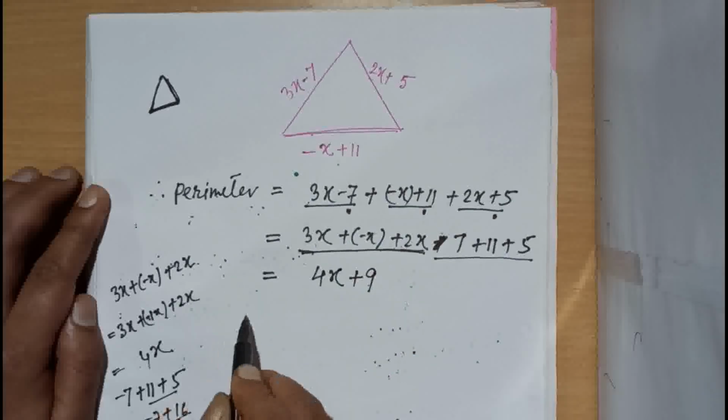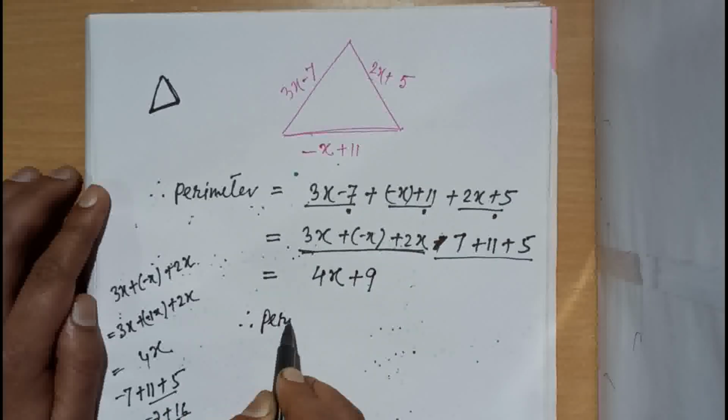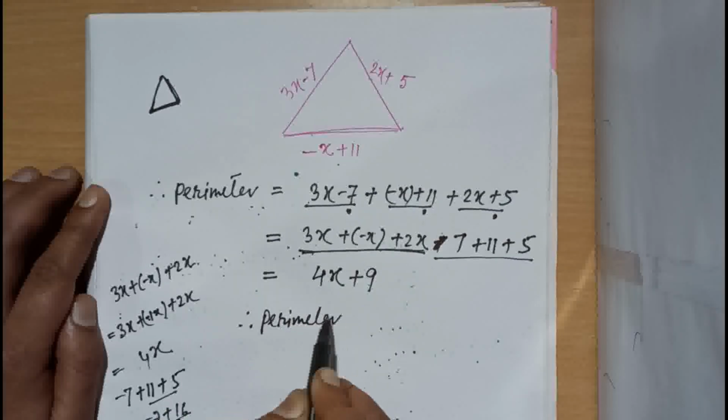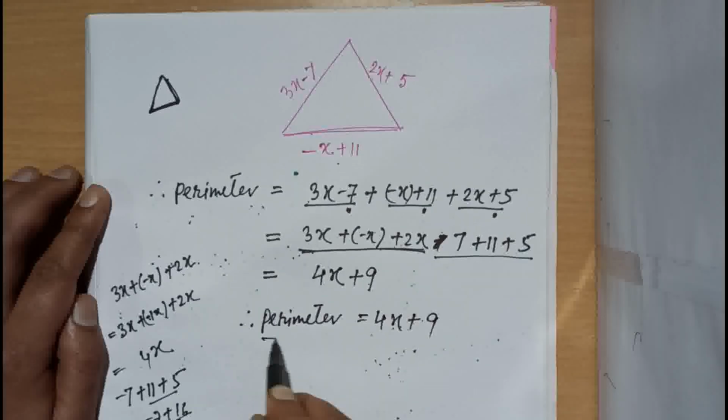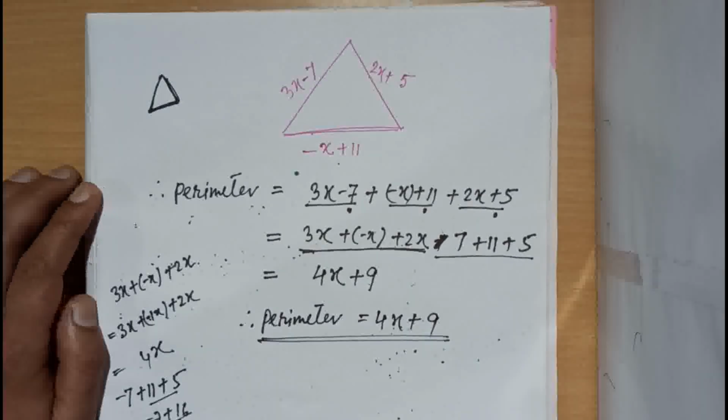That means the perimeter is equal to 4x plus 9. This is the perimeter of the triangle.